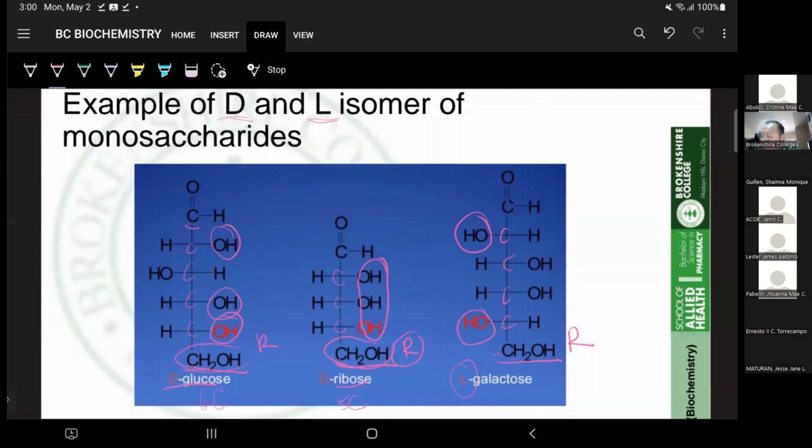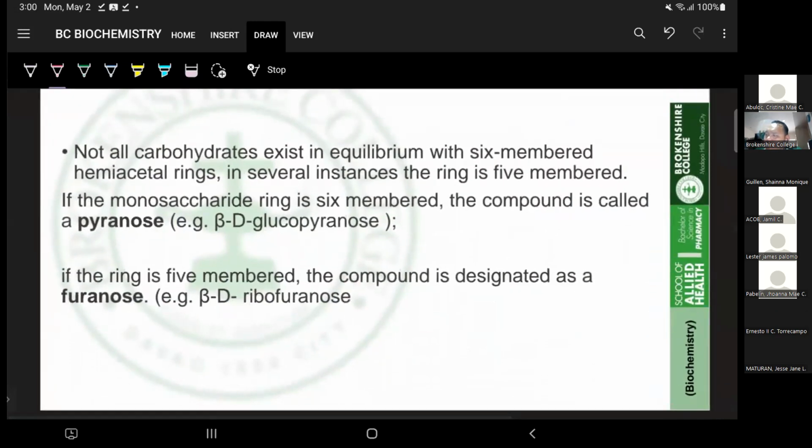Okay, continue. Not all carbohydrates exist in equilibrium with six-membered hemiacetal rings. In several instances, the ring is five-membered. If the monosaccharide ring is six-membered, the compound is called a pyranose. In a ring structure of your glucose, with 6 carbons, it is called pyranose. If the ring structure of your sugar is five-membered, then that is a furanose.